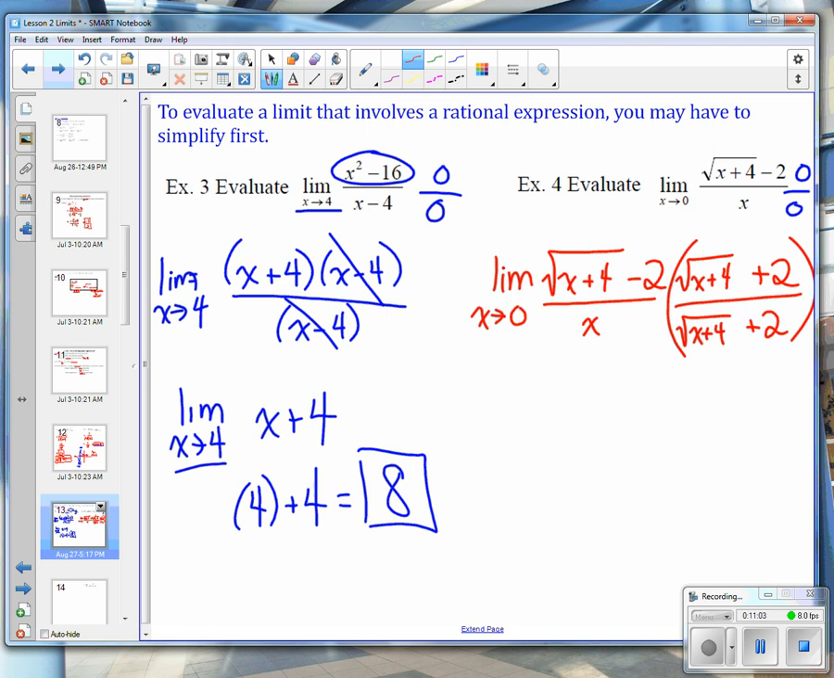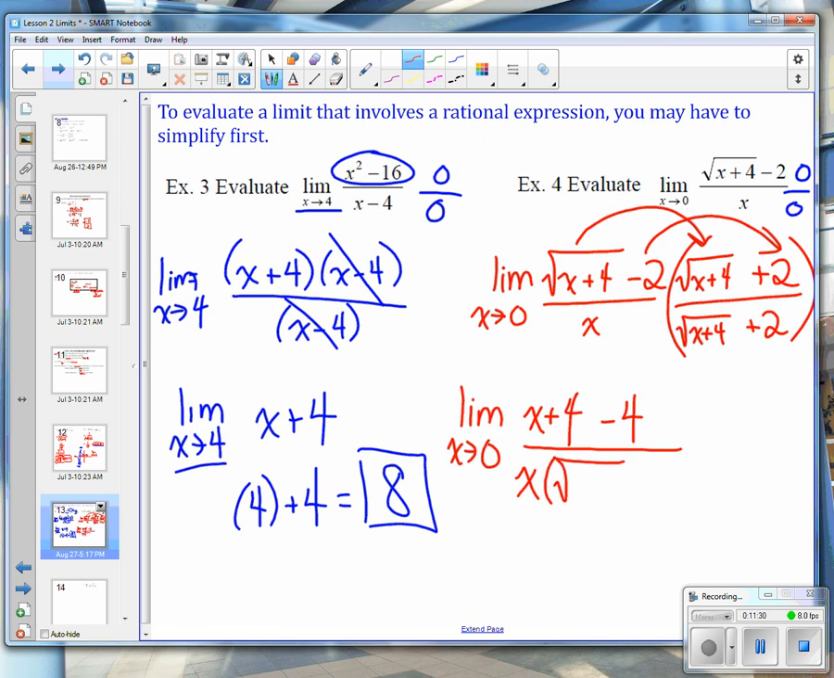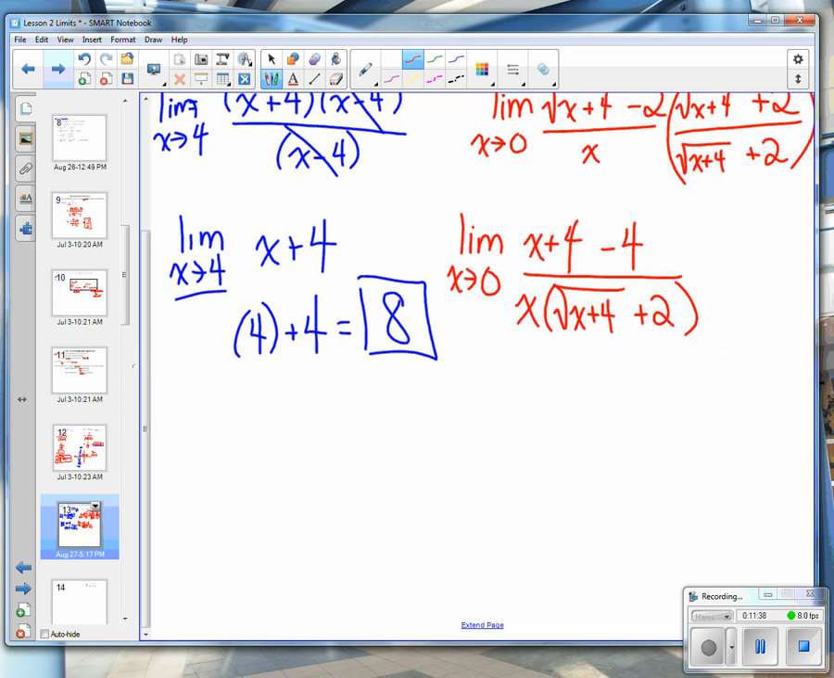Now remember, when we are multiplying by our conjugate, we only have to multiply by the first two terms. So this is going to be the limit as x approaches 0, x plus 4. And then the last two terms, so negative 2 times positive 2, is going to be negative 4. Over, and if you remember me saying a couple lessons ago, do not expand unless you have to. So I'm only going to write x times square root x plus 4 plus 2. I don't want to expand that just yet because I'm lazy, and we might notice something a little bit later.